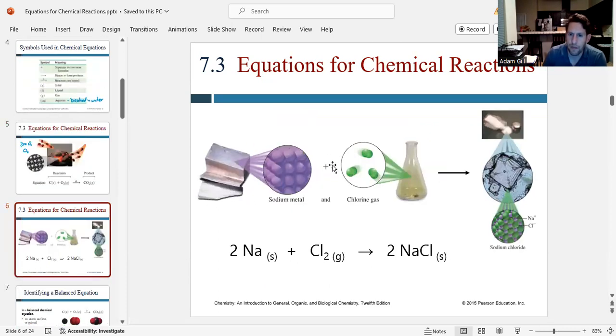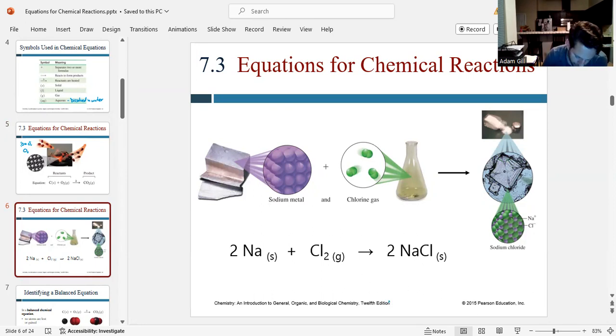Sodium metal reacts with chlorine gas to produce sodium chloride. If you did this reaction, you would be able to observe the physical change, right? Sodium's a shiny metal, chlorine's a yellow gas, sodium chloride is a white solid powder. Completely different substance with completely different properties. The equation would be 2 Na(s) plus Cl2(g) produces 2 NaCl(s).